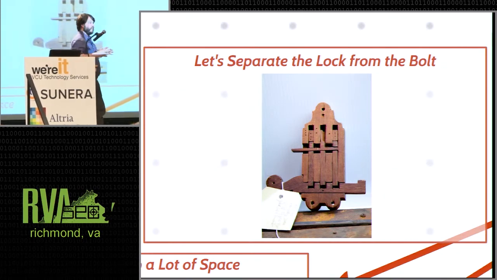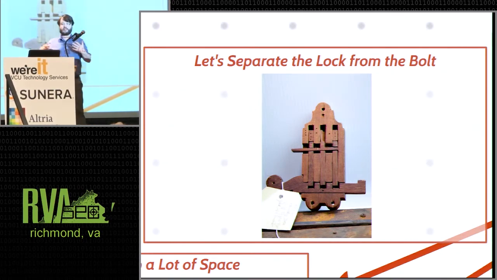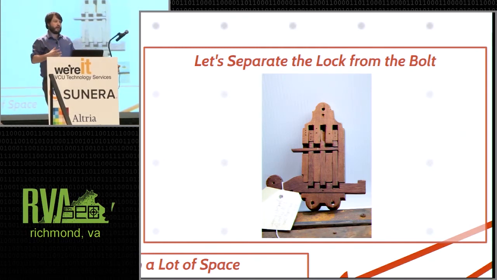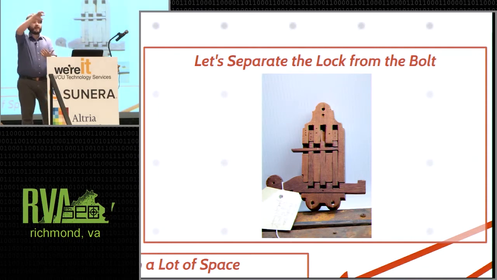Convenience-wise, having the lock in the bolt, it was difficult to get the key into. You had to make the wacky-shaped key. There are all sorts of other reasons that it became really nice to actually have a separate mechanism from the bolt.